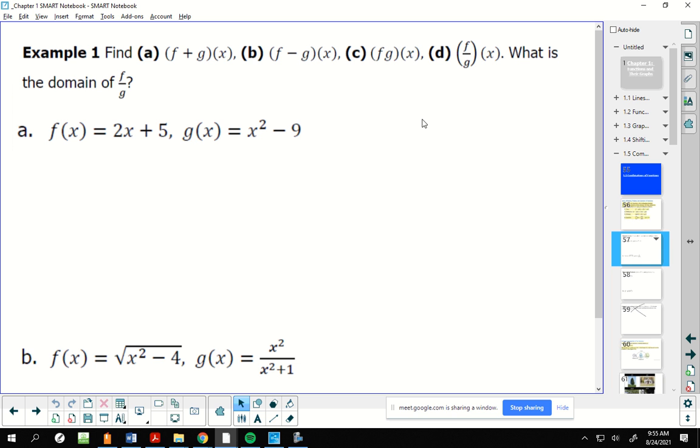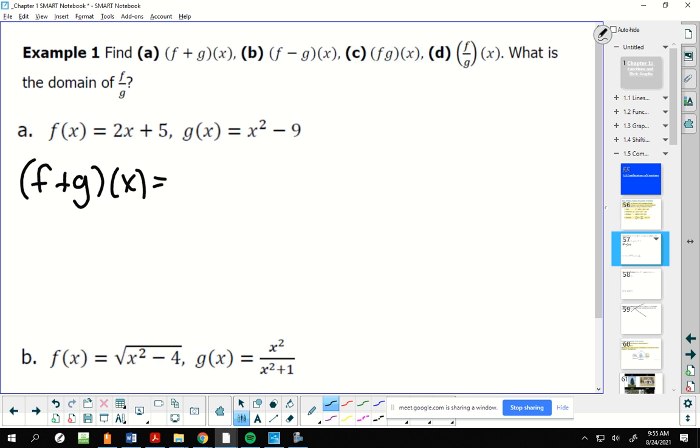So find f plus g of x. Let's add f and g together. Really all we're doing here is adding like terms. I'm not going to write it out.